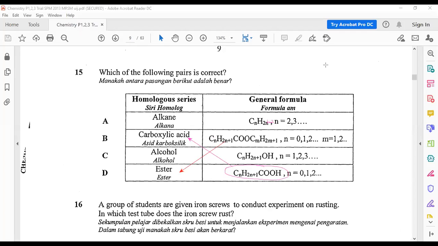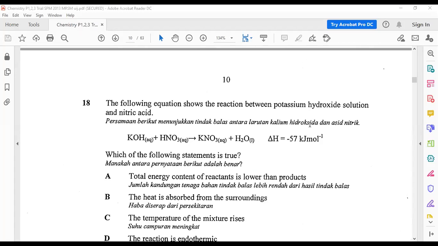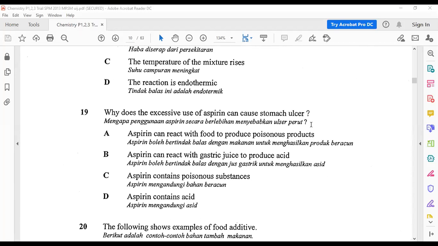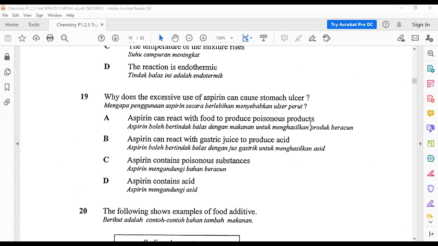Now we continue to question number 19. Why can excessive use of aspirin cause stomach ulcer? Previously, I told you that in the structure of aspirin, you will see the COOH, the acidic part. So your answer is actually D. Now I will show you the structure of aspirin.